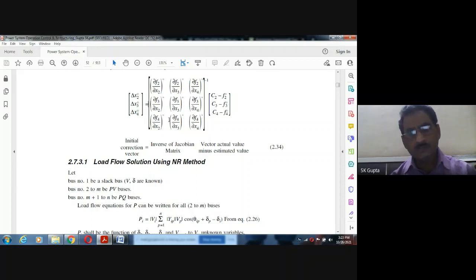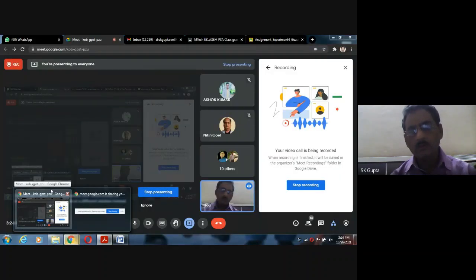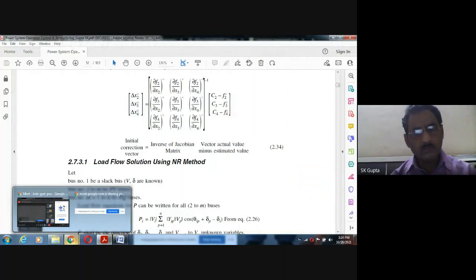So this is the inverse of the Jacobian matrix. This is the vector: actual value minus the estimated value. So this is the error. We repeat it again and again. I hope we are able to explain this fast decoupled method of solving the nonlinear equations.